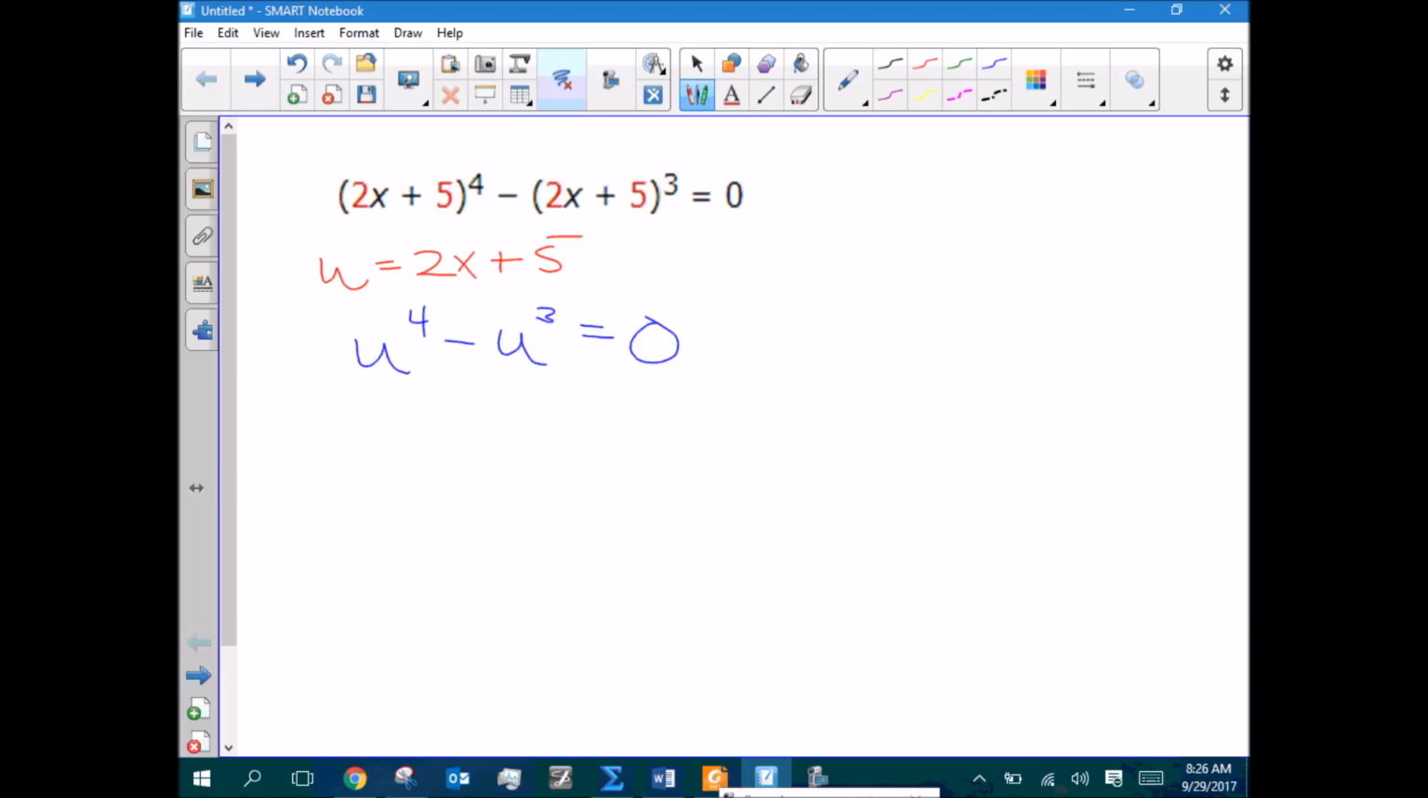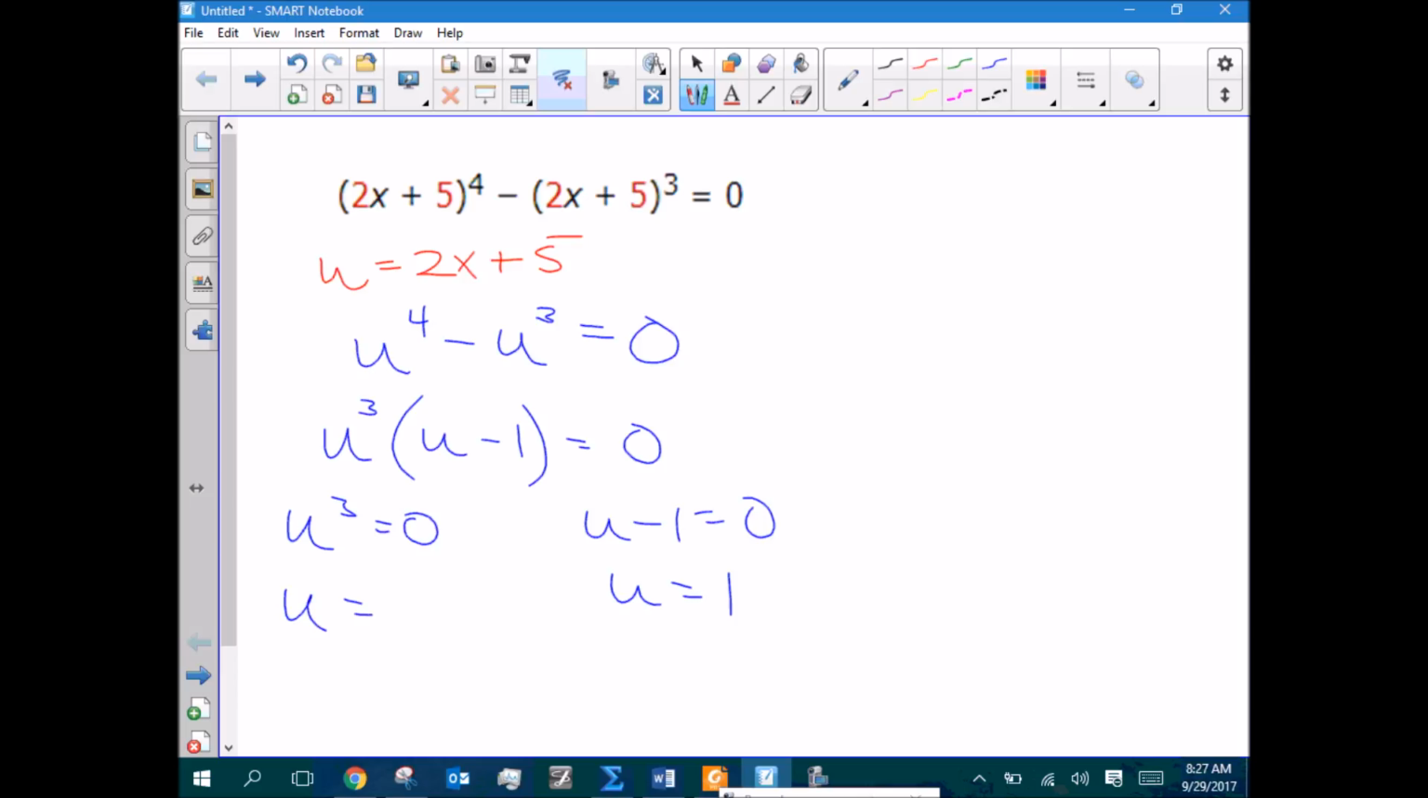So now we can rewrite this, and it's the same process. We're going to factor out the common factor. The GCF now is u^3, and that's a little bit easier to factor out than the (2x+5) to the third. So I factor out a u^3 from there and I get u minus 1 is equal to 0. Well, that tells me that u^3 is equal to 0 and u minus 1 is equal to 0. So u is equal to 1, and u here is equal to 0.